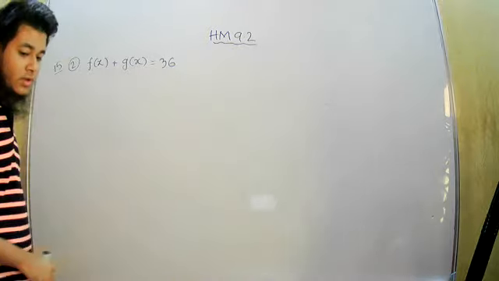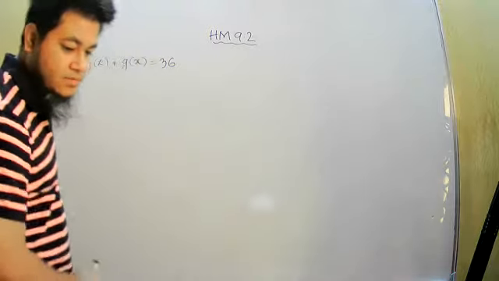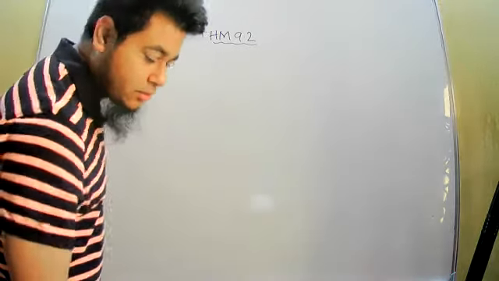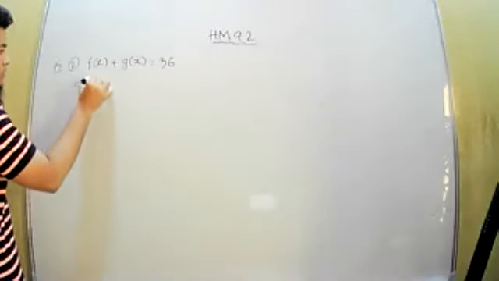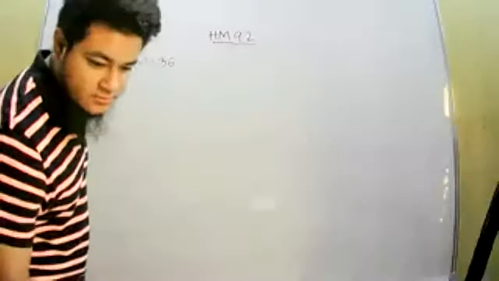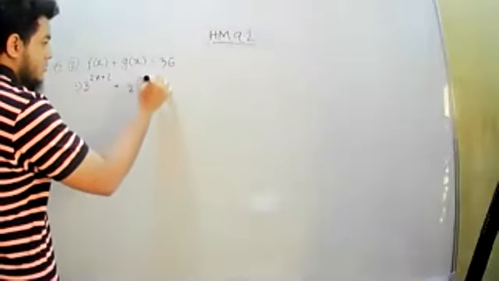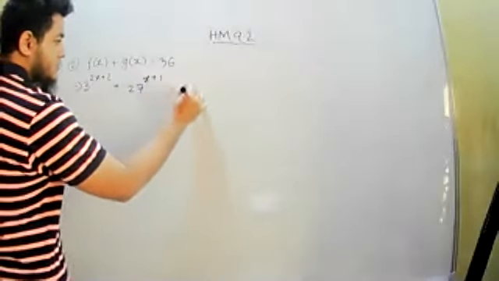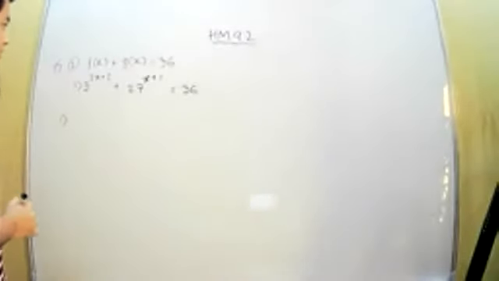So f of x plus g of x is equal to 36. This is given. We have to find the value of x. In this problem, you can see that f of x is equal to 3 to the power 2x plus 2. This is given. 3 to the power 2x plus 2, plus g of x, which is given as 27 to the power x plus 1, is equal to 36. So from here, we need to find the value of x.